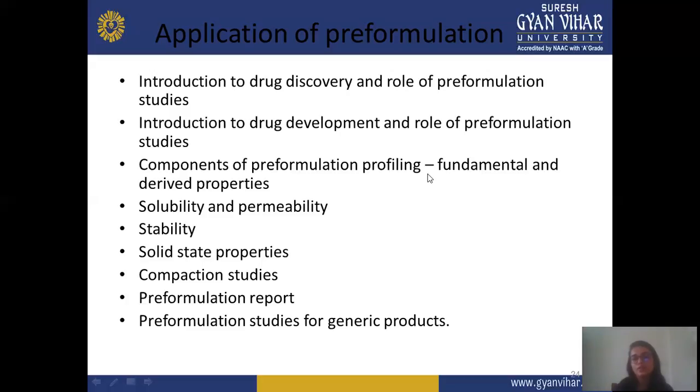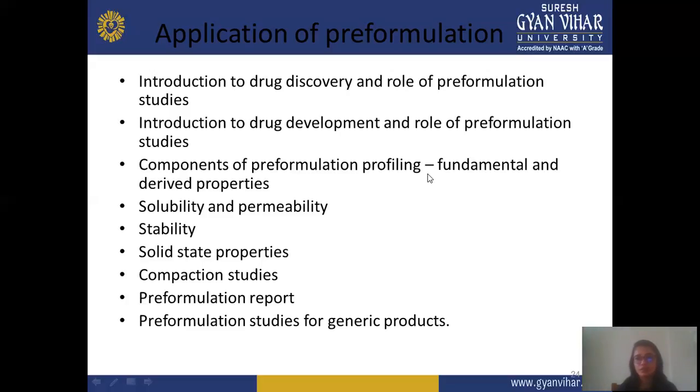Next is the pre-formulation report, and with the help of this pre-formulation report you proceed to the further steps. And pre-formulation study for generic product. Suppose you are preparing a generic product; you know the difference between generic and branded product.